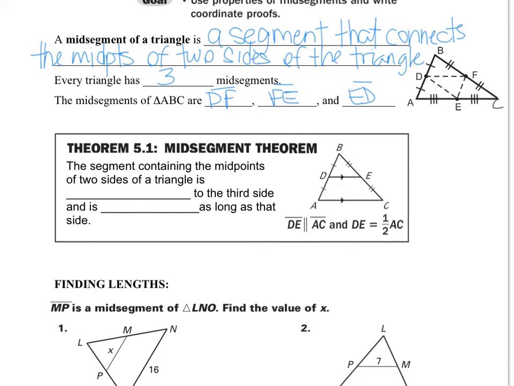So the segment containing the midpoints of two sides of a triangle is parallel to the third side and is 1/2 as long as that side. So DE would equal 1/2 AC, or it takes 2 DEs to equal 1 AC.